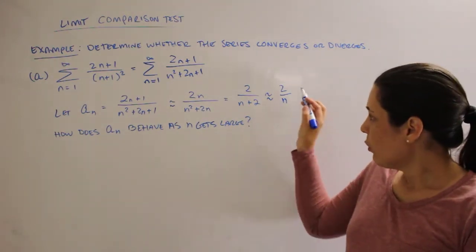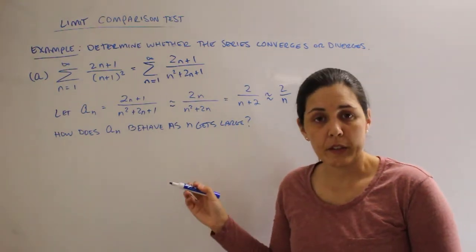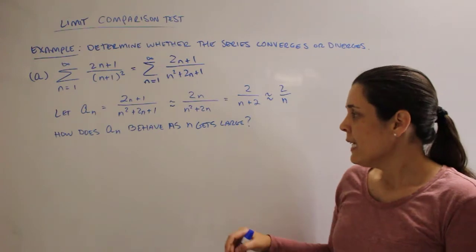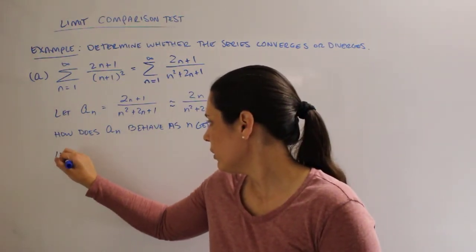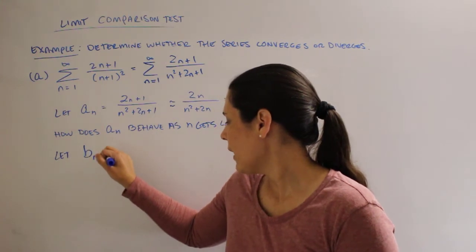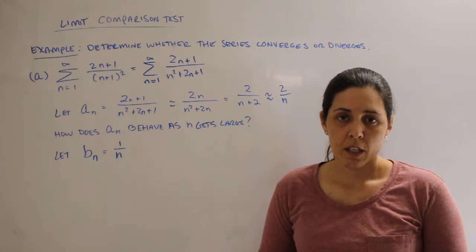So what I'm thinking about now then, my B series or sequence in this form, it's going to look like this. Okay, so here's what we're going to do. We are going to let B sub n, I'm going to pick 1 over n. B sub n is going to equal 1 over n.